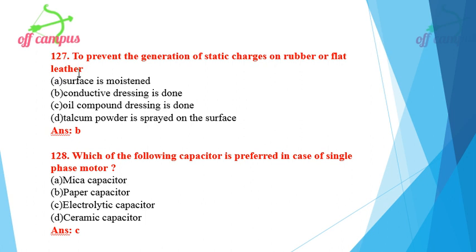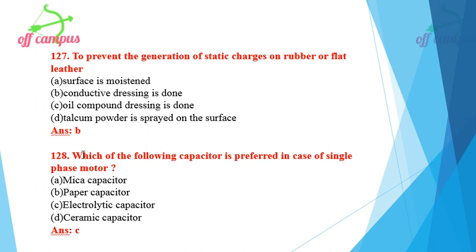Then next question, to prevent the generation of static charges on a rubber or flat leather surface, what we need to do? Four options are given: conductive dressing is done, oil compound dressing is done, talcum powder is sprayed on the surface. So what we need to do to prevent the generation of static charges on a rubber or flat leather belt? Option B, conductive dressing is done.